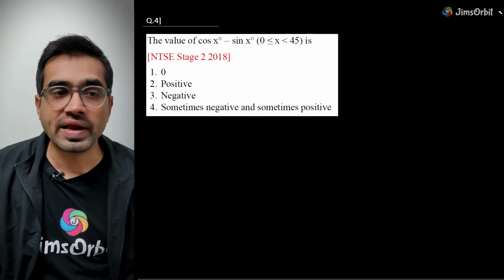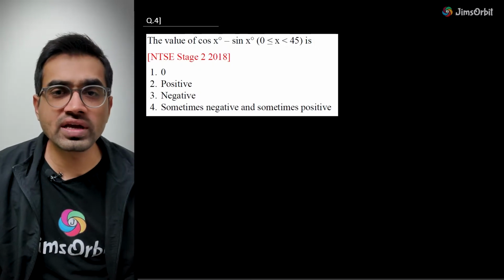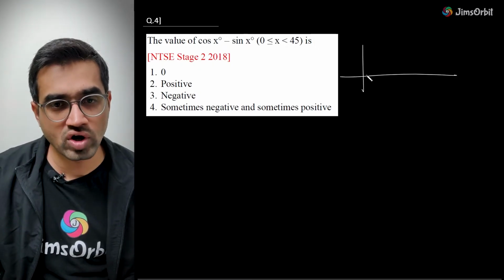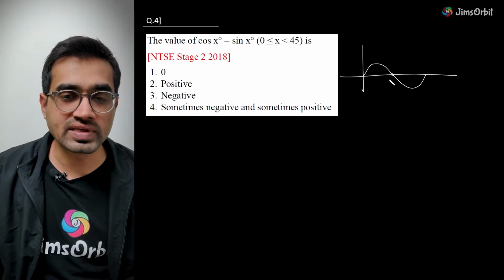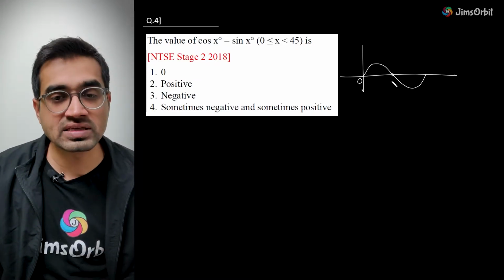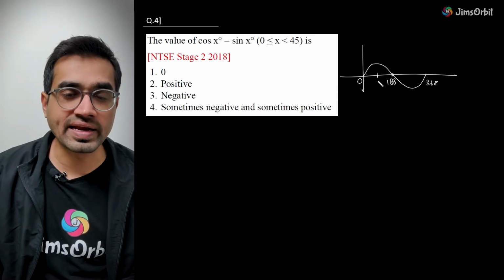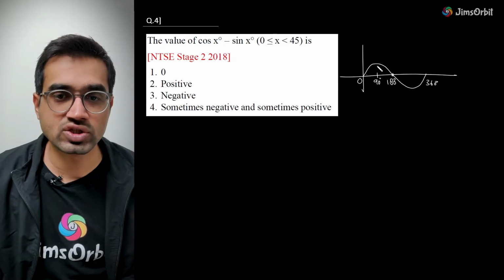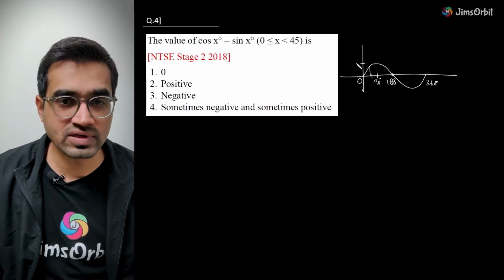It says find the value of cos x degree minus sin x degree for this. If you know the curve, then it is a very easy question. If you do not know, then I'll teach you how to do that. Generally, we say that this is the curve for sine. This is 180. This is 360 degree. So we say at 90 it is maximum. At 45 it gives us 1 by root 2. At 90 it gives us 1.